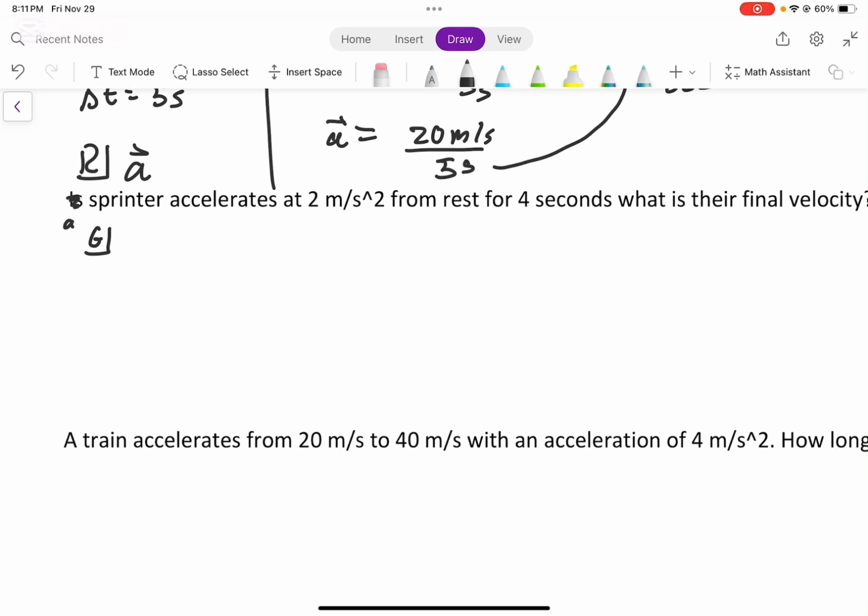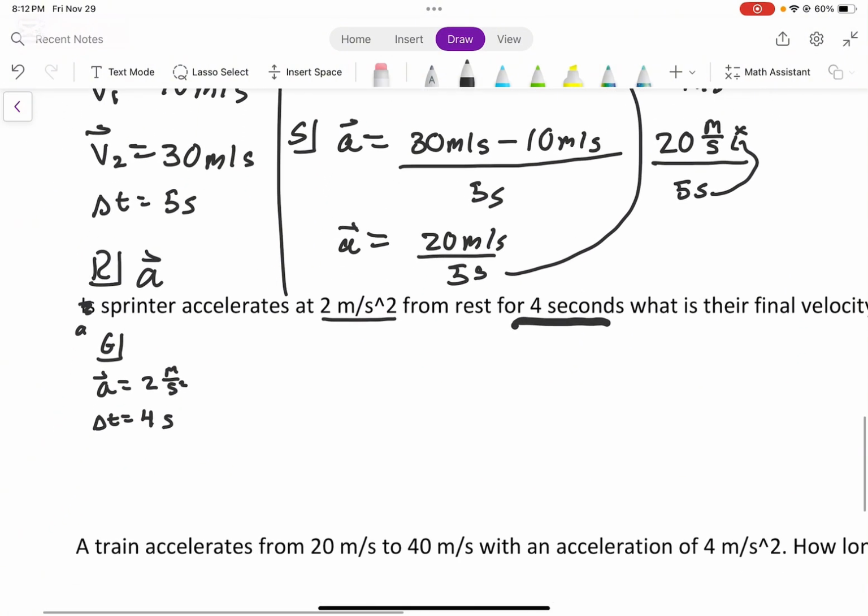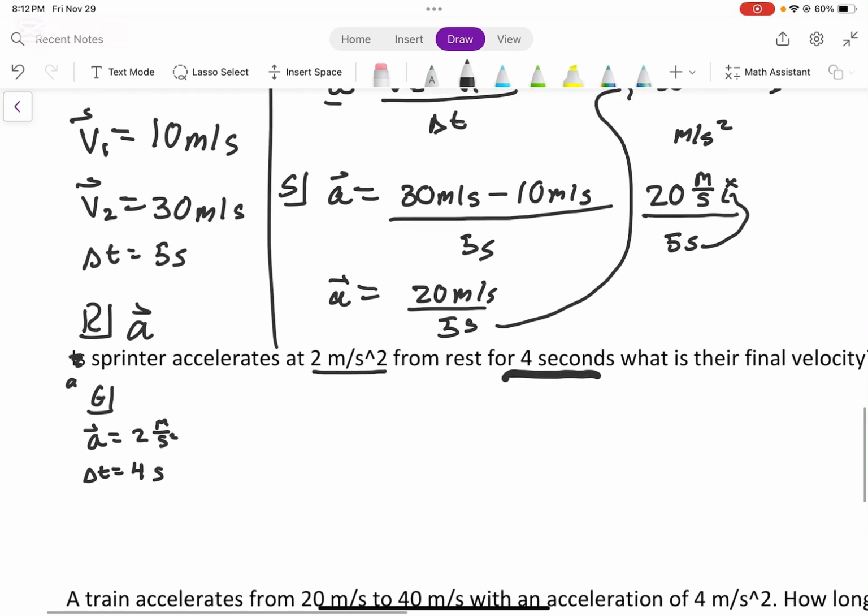So it says 2 meters per second squared. When it says meters per second squared, we can assume just by looking at the units that we're dealing with acceleration. So a is equal to 2 meters per second squared, and our delta t is equal to 4 seconds. So they accelerate for 4 seconds, but you might be looking at this and thinking, oh my god, we don't have their initial speed, or we're missing something. We only have 2 variables.